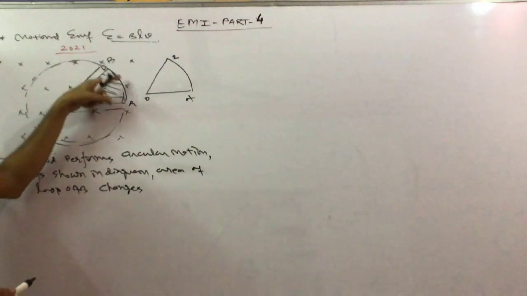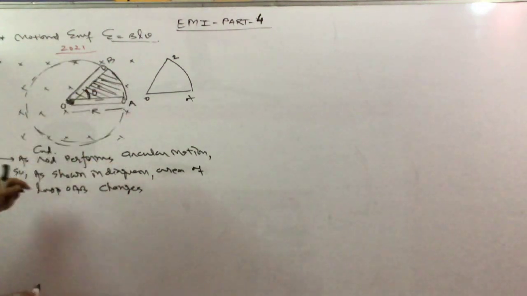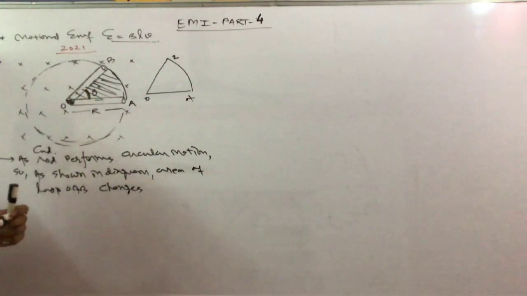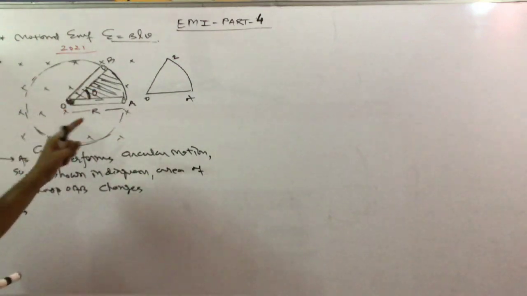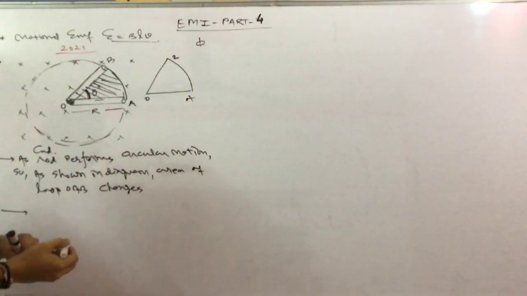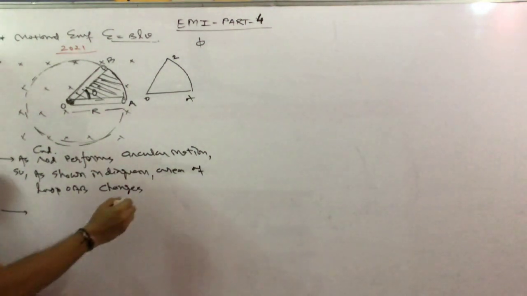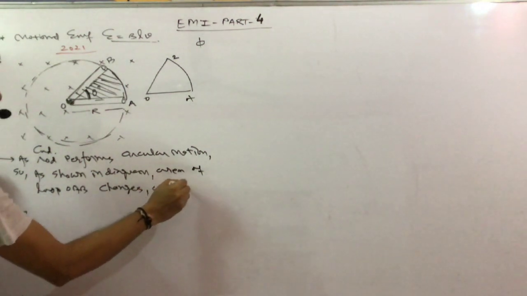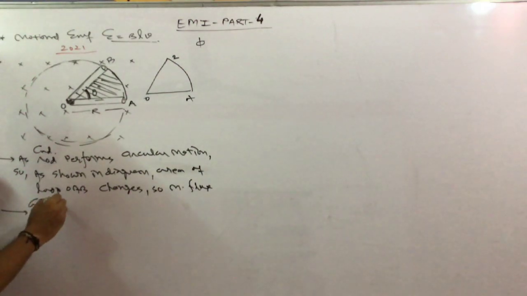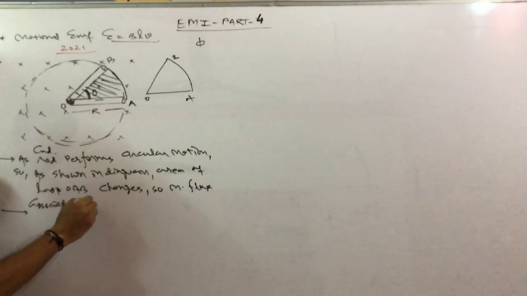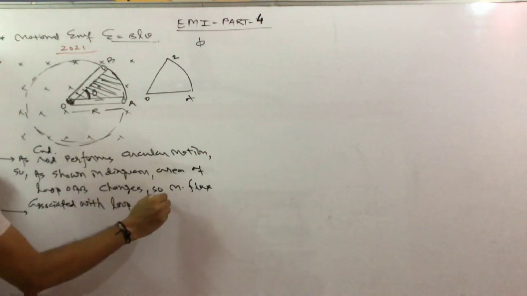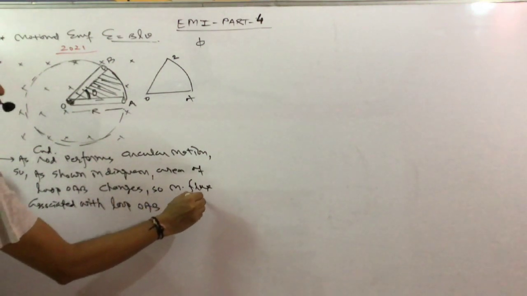So first of all, we would like to find the area. But why are we thinking about area? This is the most important part, because we would like to think about magnetic flux. So since the area already changes, we can say the magnetic flux associated with loop OAB will be changed.